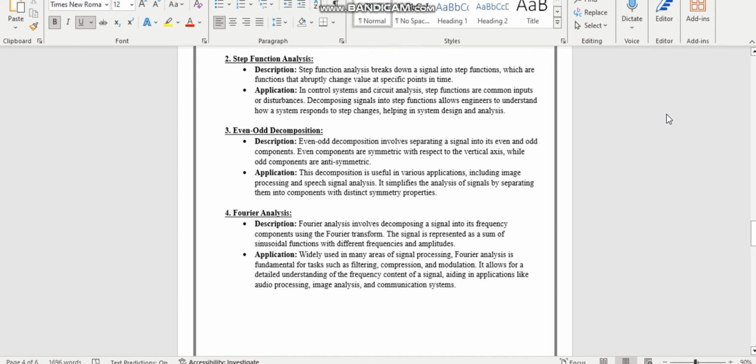Fourier analysis. Description. Fourier analysis involves decomposing a signal into its frequency components using the Fourier transform. The signal is represented as a sum of sinusoidal functions with different frequencies and amplitudes. Application. Widely used in many areas of signal processing, Fourier analysis is fundamental for tasks such as filtering, compression, and modulation. It allows for a detailed understanding of the frequency content of a signal, aiding in applications like audio processing, image analysis, and communication systems.